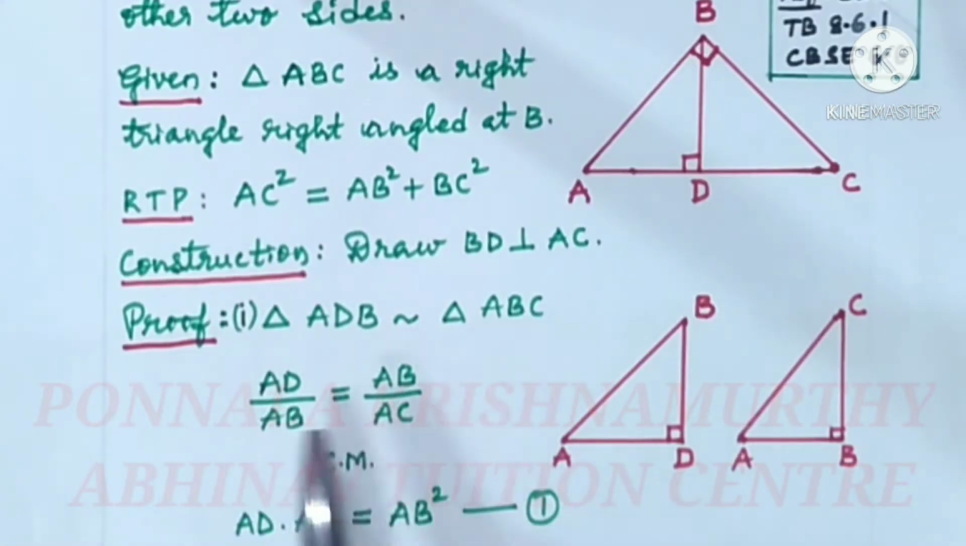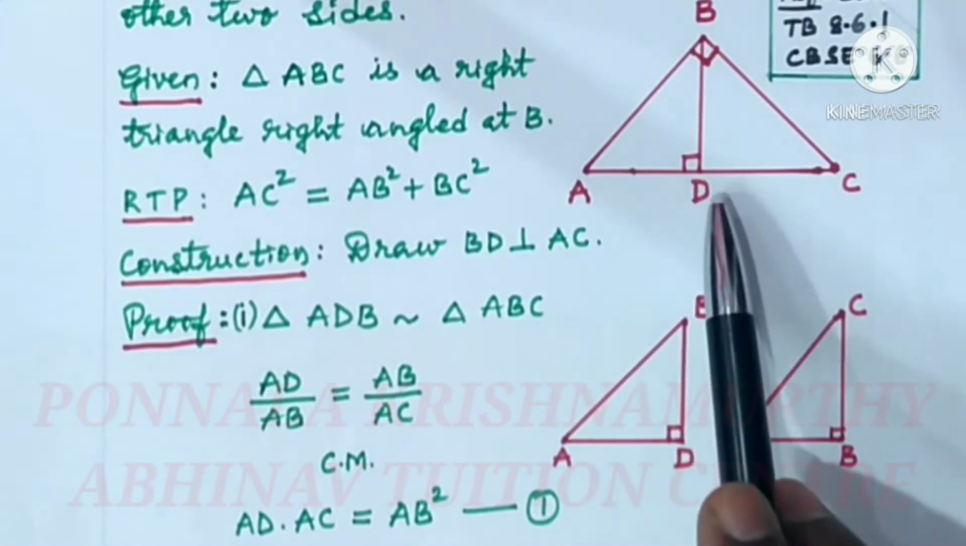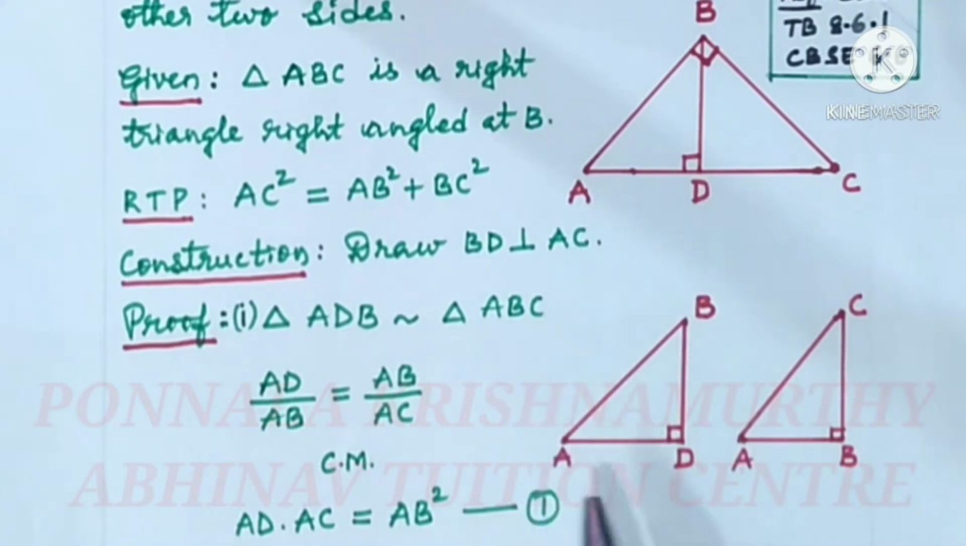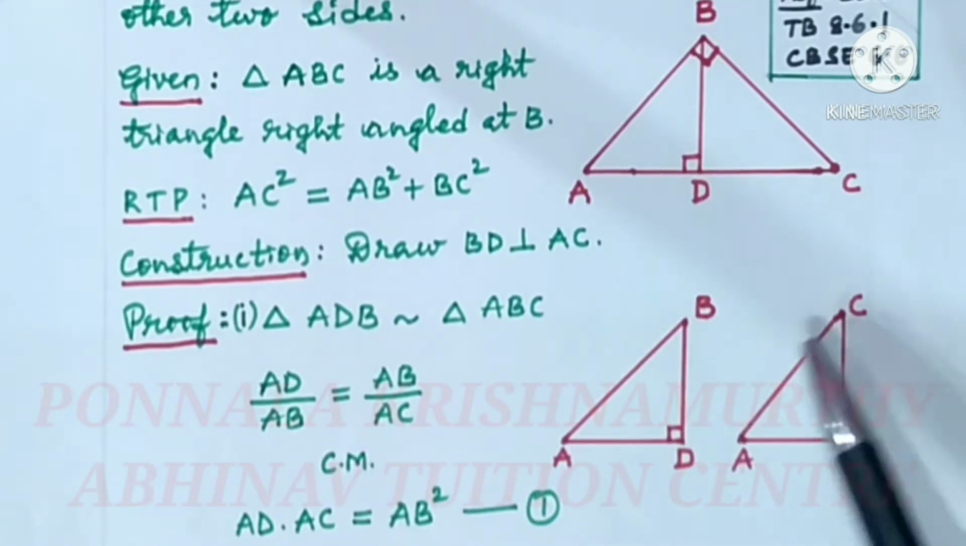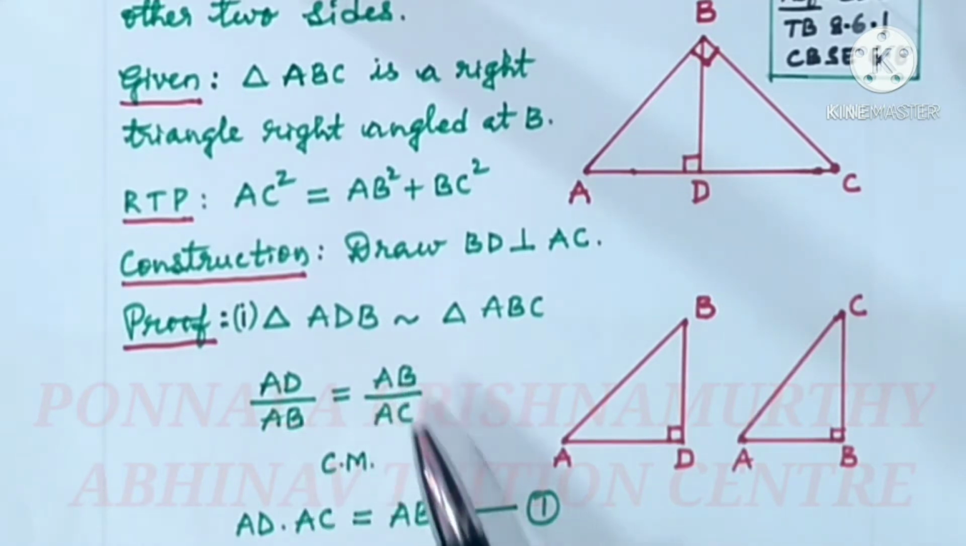Proof. Here, triangle ADB is similar to triangle ABC. This is the triangle ADB and this is the triangle ABC. These two are similar. Then AD by AB is equal to AB by AC. Cross multiplication: AD into AC is equal to AB into AB, that is AB square. This is equation 1.